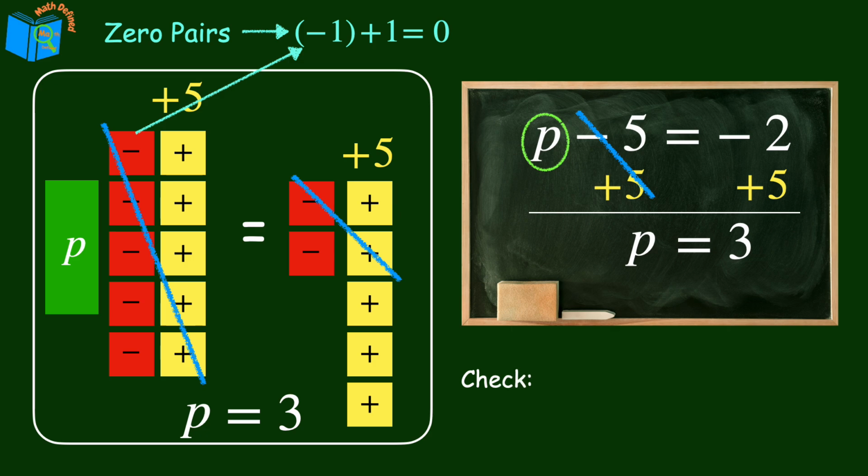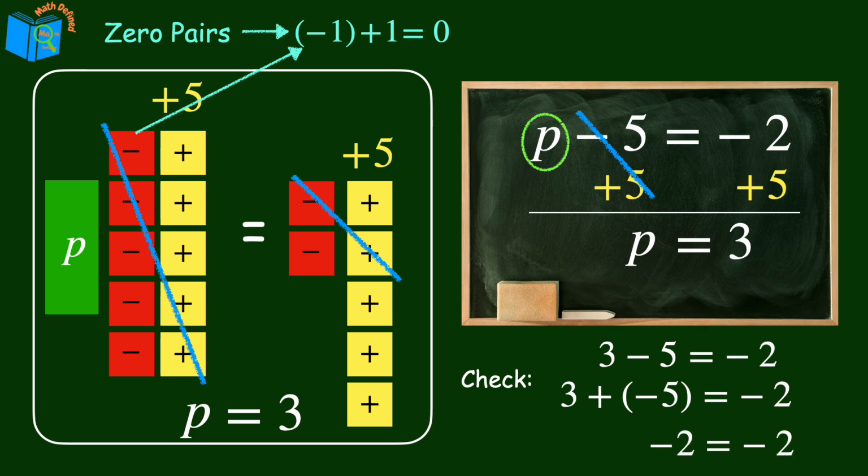Now let's check our solution. Since p is equal to 3, we will substitute it in place of the variable to get the equation 3 minus 5 equals negative 2. Remember, in order to subtract, we need to add the opposite. So positive 3 plus negative 5 is negative 2, and the equation is balanced.